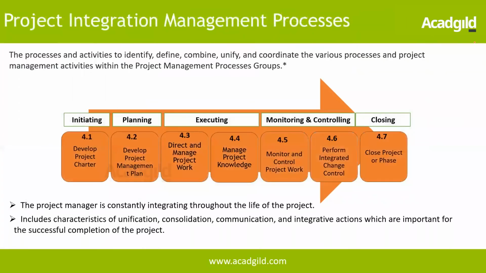So what is project integration management? As per the PMBOK definition, it is the processes and activities to identify, define, combine, unify, and coordinate the various processes and project management activities within the project management process groups. Here we are going to integrate all the processes that the project manager is going to work on. We are talking about 49 processes in total, and here we are talking about the 7 processes in project integration management, so the other 42 processes are across the other knowledge areas.